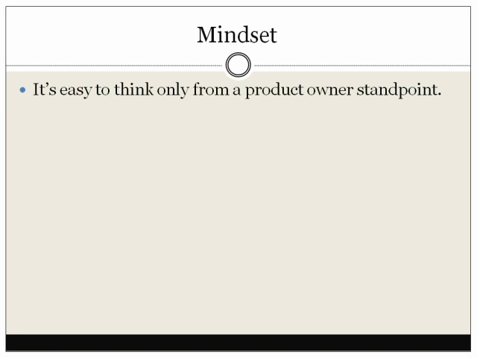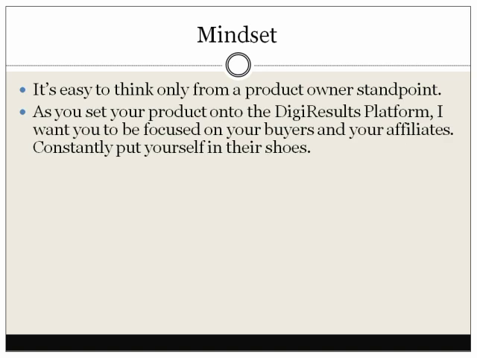It's easy to think only from a product owner standpoint, but what I want you to do is as you set your product up on the Digi Results platform, I want you to really focus on your buyers and your affiliates. So 2 different audiences here. Focus on your buyers, make sure that you're constantly in their shoes, in their perspective, because if you can do this, then the process that your buyers will see will just be great, from the process of them buying the product to the process of them getting their product delivered.